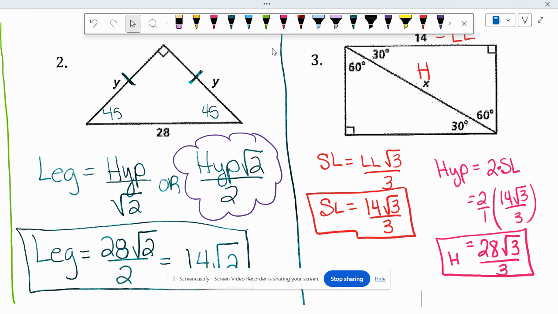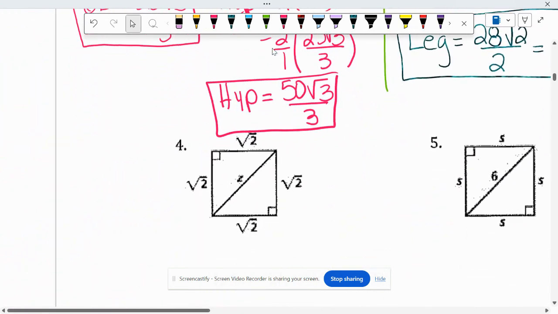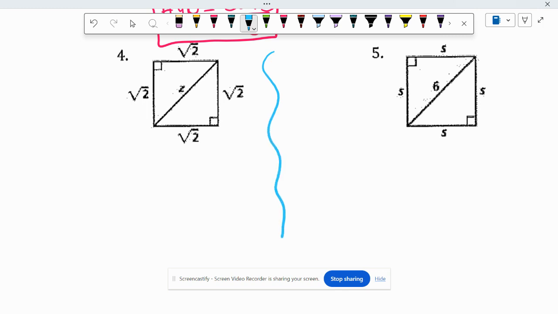All right, Nathan, you're up. Talk to us about number 4. What does the variable that you're trying to find represent? The leg or the hypotenuse? Yep, this is a hypotenuse. Because it's a square, these are congruent, right? So this is 45, 45. How do you find the hypotenuse if you know the leg?